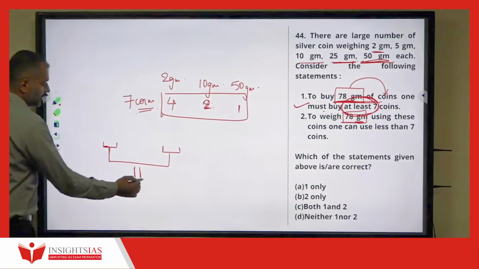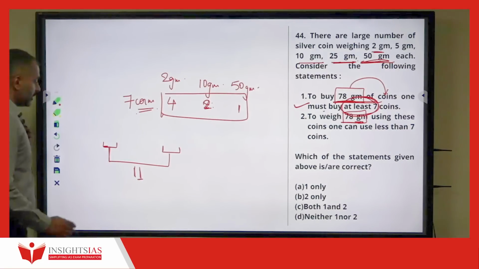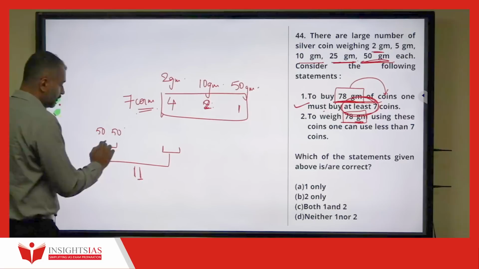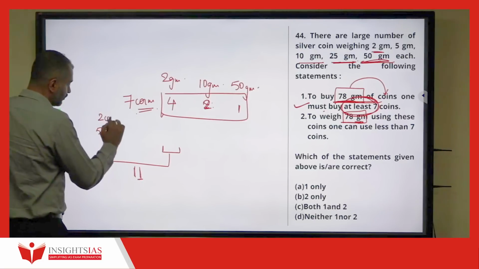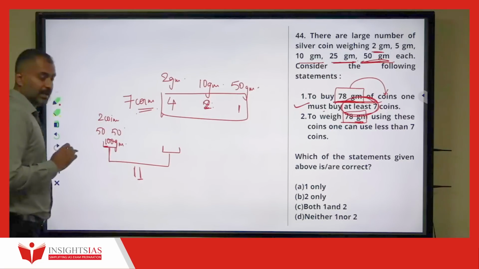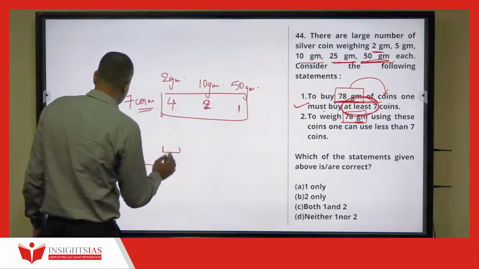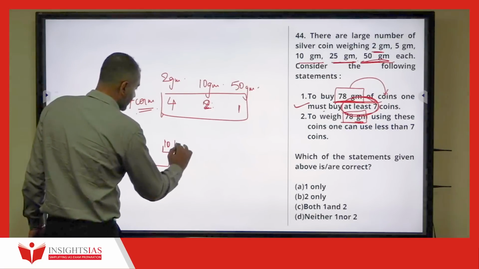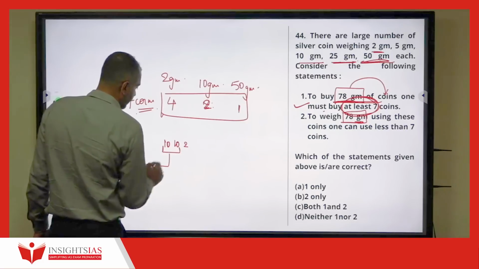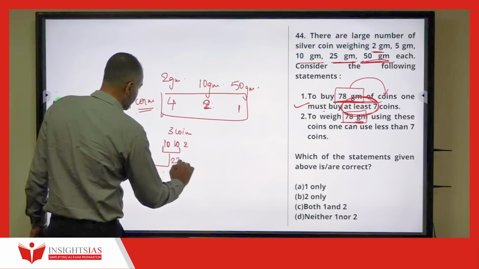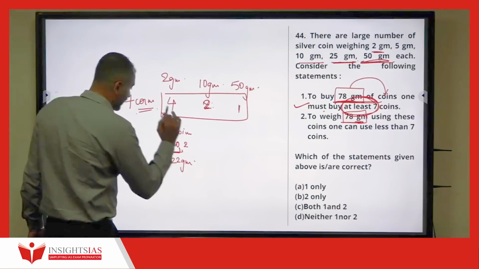Okay, weighing scale. Here I am putting 50 grams, 50 grams, 2 coins. Okay, 2 coins. So totally this becomes 100 grams. Here I am putting 10 grams, 10 grams and 2 grams, totally 3 coins, and this becomes 22 grams. Have you seen these things?